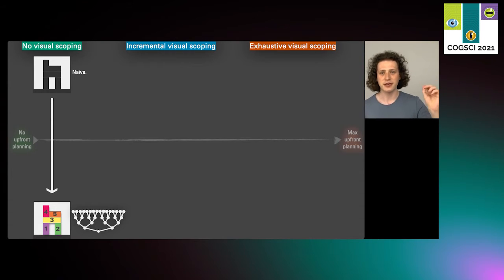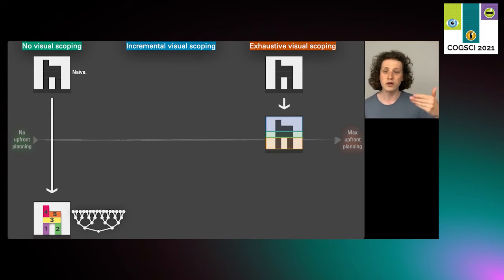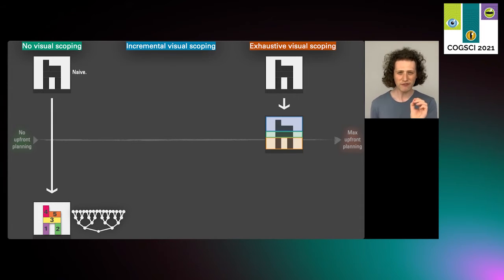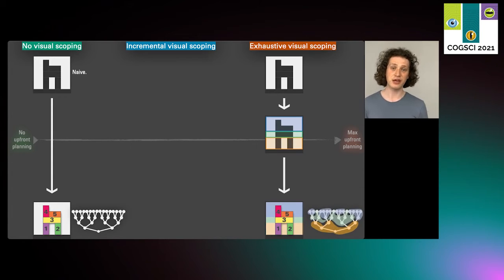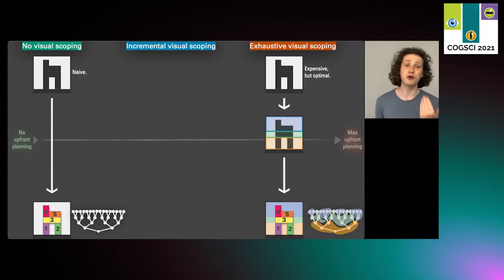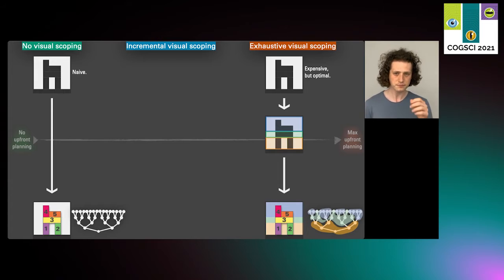On the other end of the spectrum, we have exhaustive visual scoping. Here, we start with a target, then we identify all sequences of visual scopes to find the cheapest sequence of subgoals. Only after the planner has broken down the entire problem into subgoals do we start to build. This is the traditional way of doing subgoal decomposition and notoriously a very hard task for artificial intelligence systems to solve. And in the middle sits an interactive strategy.